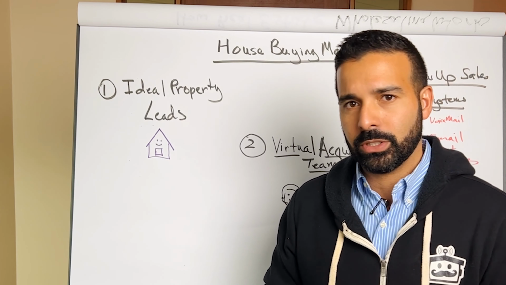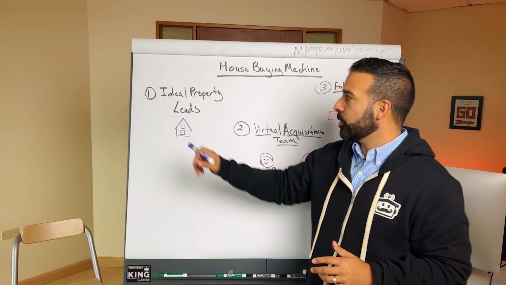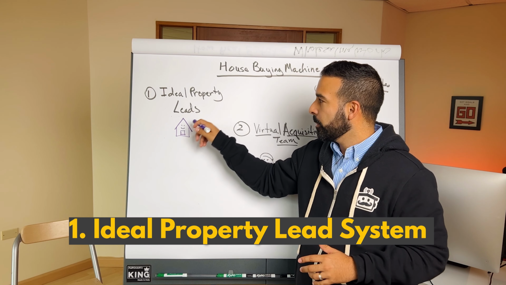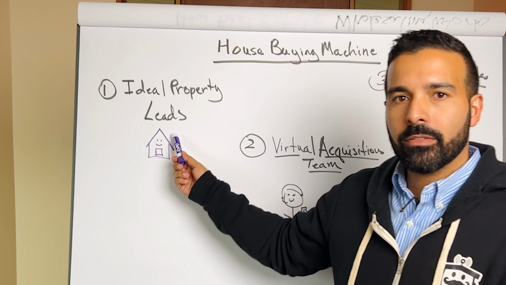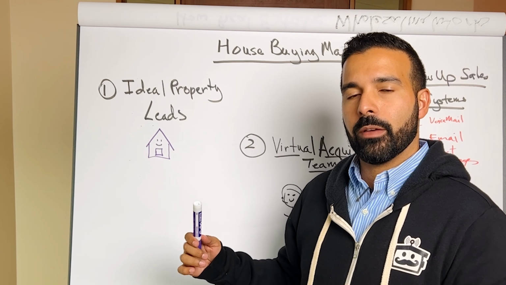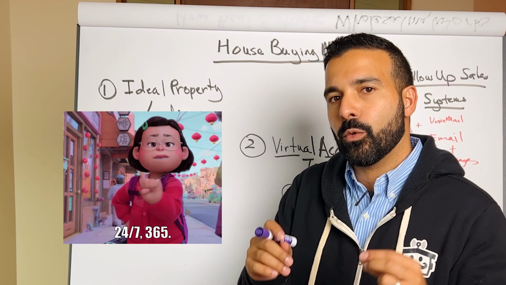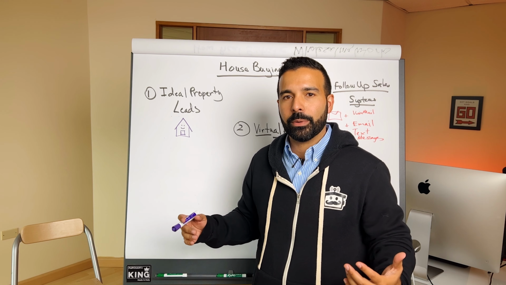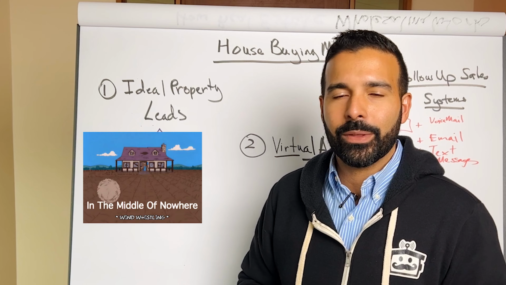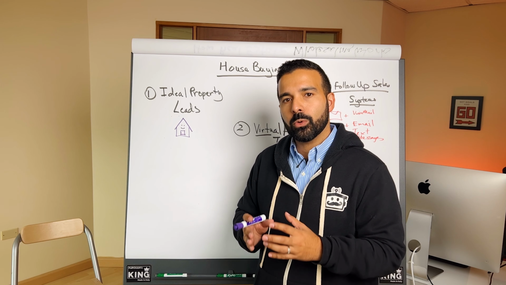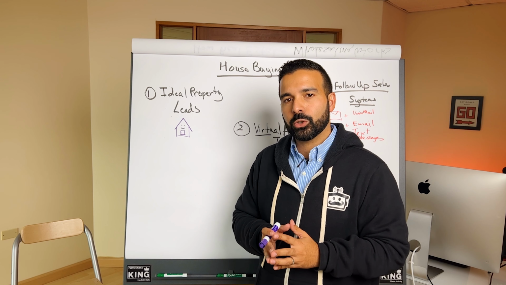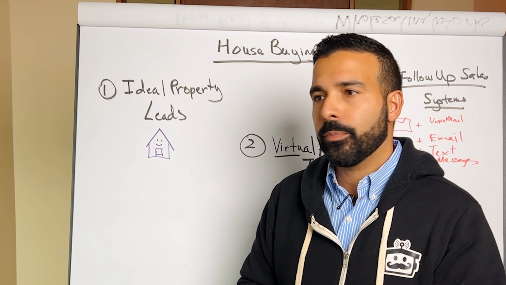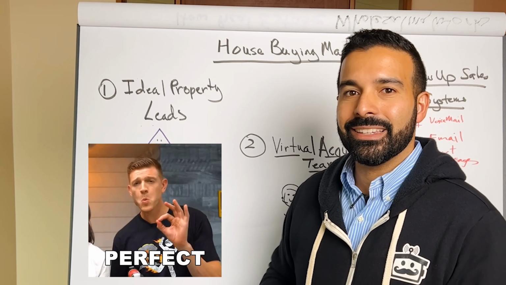Now, a house buying machine and a house buying system needs 3 things. The first one is having an ideal property lead system, right? What does that mean? Do you have a pipeline coming in 24/7 that has ideal properties for your preferred exit strategy? So I'm not talking about just having rando properties out in the middle of nowhere, out in the boonies. I'm talking about profitable leads of the ideal property that you're looking for, whether that's in your local market or you're looking to wholesale it virtually. Having ideal property leads is step 1.